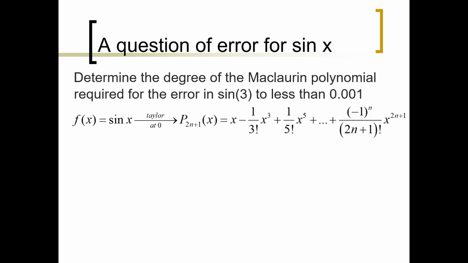So we need the Taylor series for the sine, which we've already done. Here is the corresponding Taylor polynomial. Notice that I'm expressing the power in terms of 2n plus 1 because the powers are all odd. I'll need that when I talk about the remainder term.